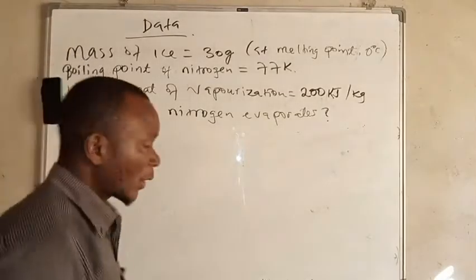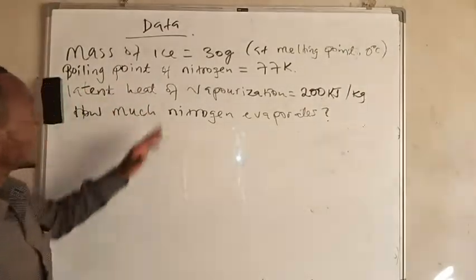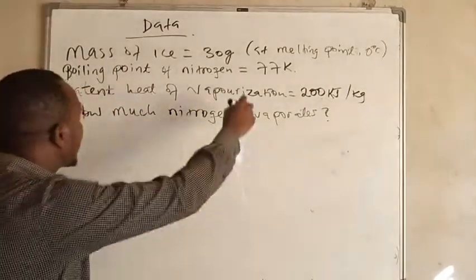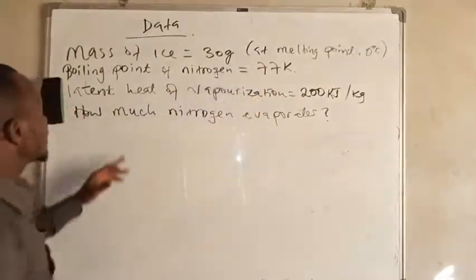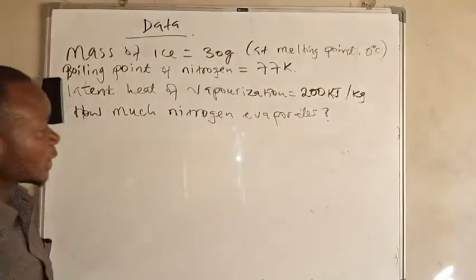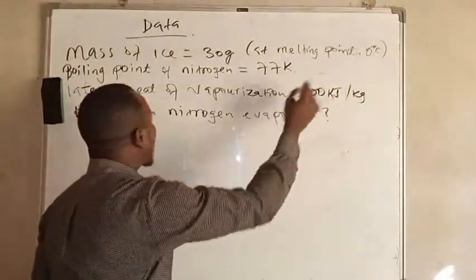its boiling point of 77 kelvins and has a latent heat of vaporization of 200 kilojoules per kg. So the data that have been given here is the mass of ice, which is 30 grams at melting point, then the boiling point of nitrogen, which is 77 kelvins, and the latent heat of vaporization, which is 200 kilojoules per kg.